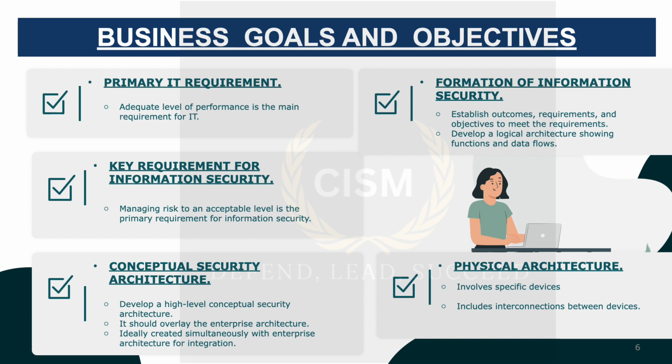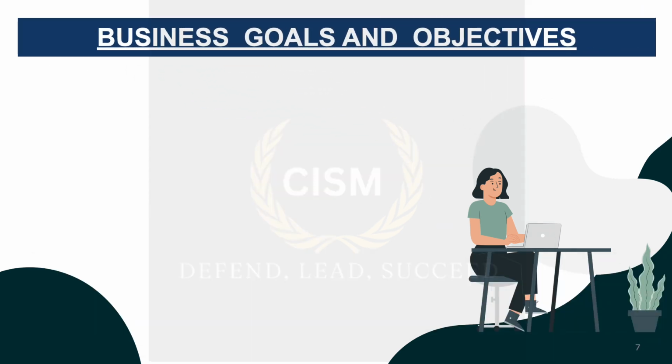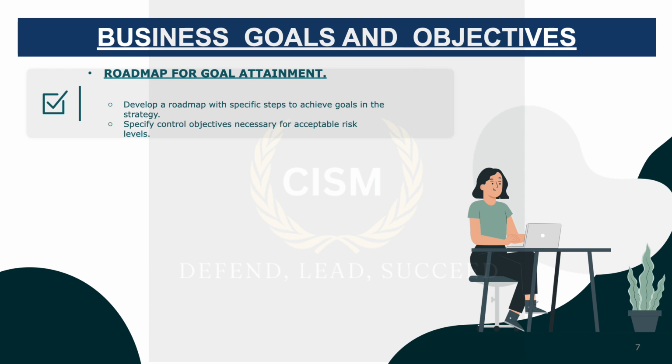Right? Moving next, under the continuation of business goals and objectives, the next point is about the roadmap for the goal attainment, which states to develop a roadmap with specific steps to achieve the goal in the strategy. And next, specify the control objectives necessary for an acceptable risk level.